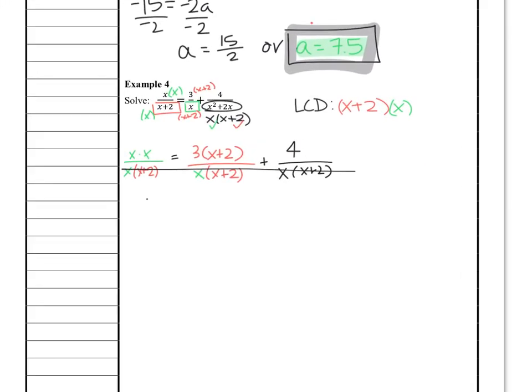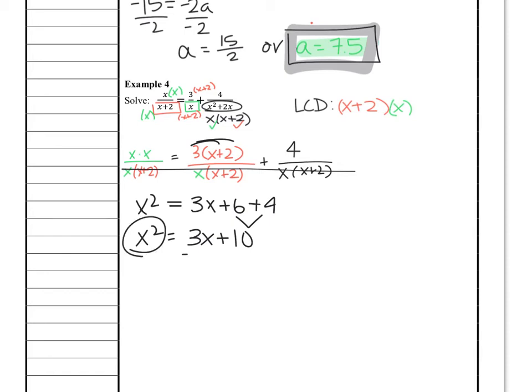So we have x times x is x squared equals, distribute here, 3x plus 6 plus 4. So x squared equals 3x plus 10, just combining like terms. And then because of this x squared, we want to move these terms to the other side, get it equal to 0. X squared minus 3x minus 10 equals 0.